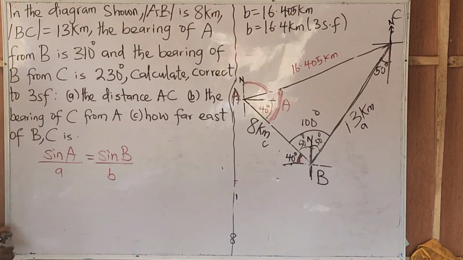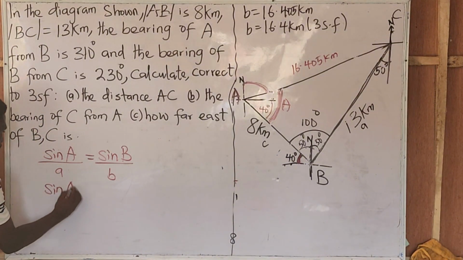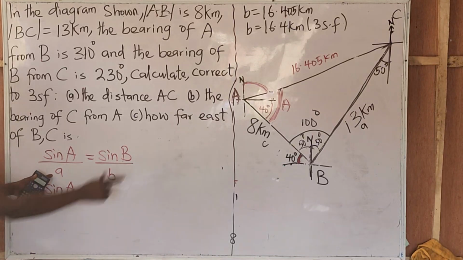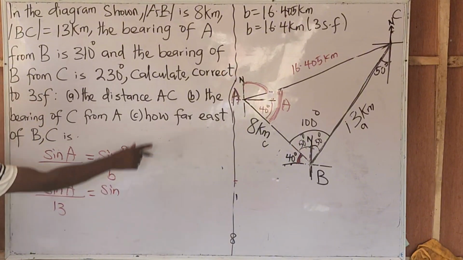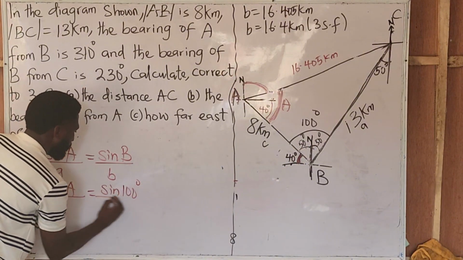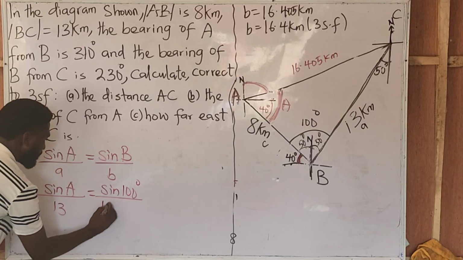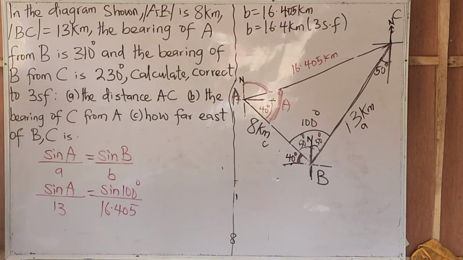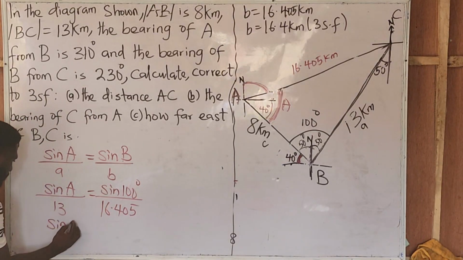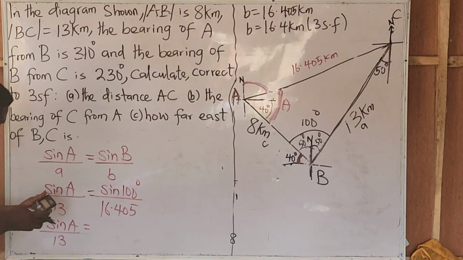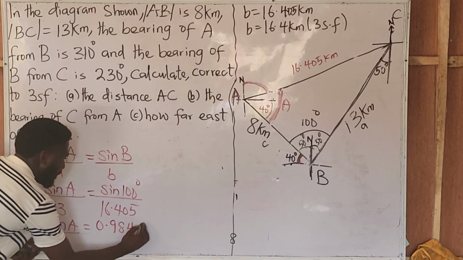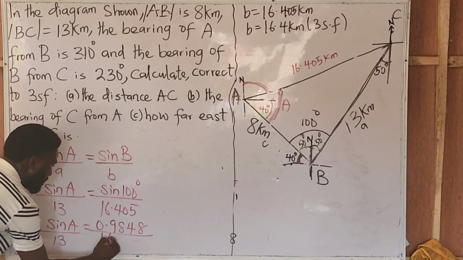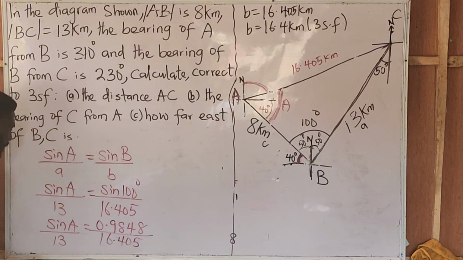So this will give us sine B over B. So sine A over A, A is 13, then equals to sine B, B is known to be 100 degrees, over B, that's 16.405. So sine A over 13 equals, what is sine 100? So sine 100 is 0.9848 divided by 16.405. So let's cross multiply.